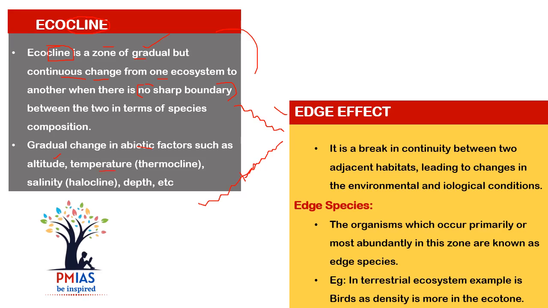So அதே temperature termsல நாம சொல்லணும்னா thermocline, அதே salinity னா halocline, and depth etc etc. This is known as ecocline. So gradual continuous change in the one form to the another form.